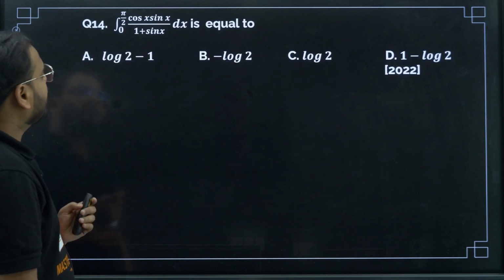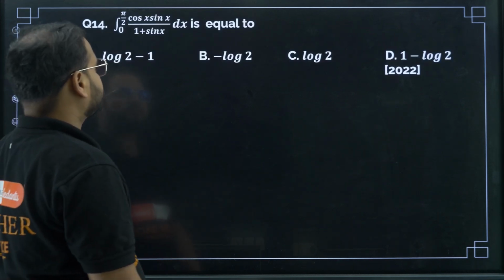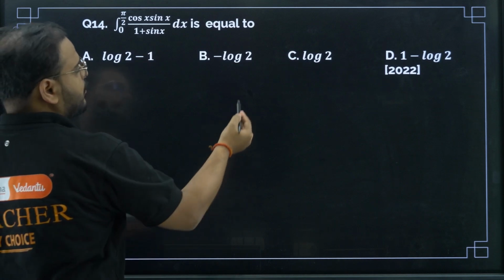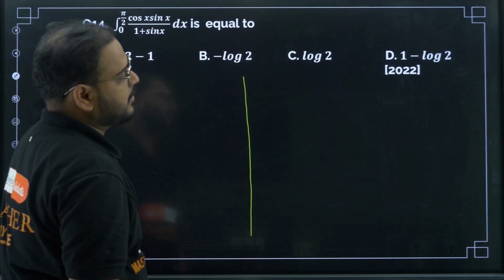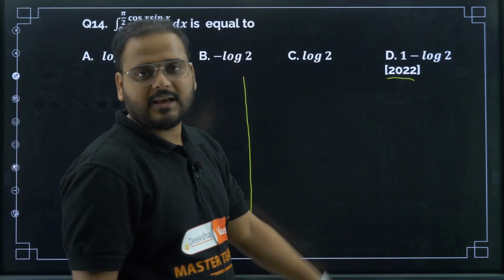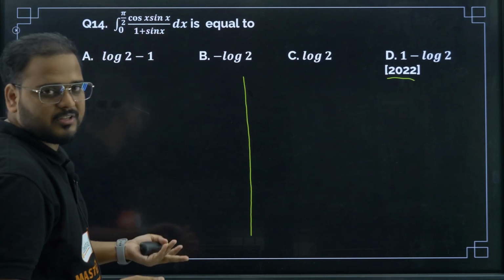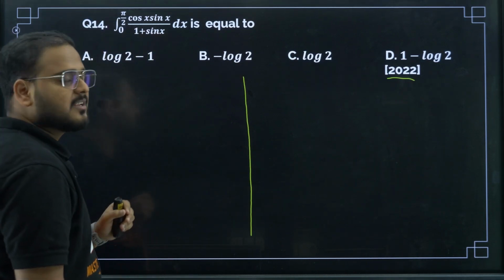Moving on to question number 14. Now how will you solve this question? Very good question. Asked in 2022, sir. How will you solve it? If you look at it, an integral is there. What is the type of integral? A definite integral is there.